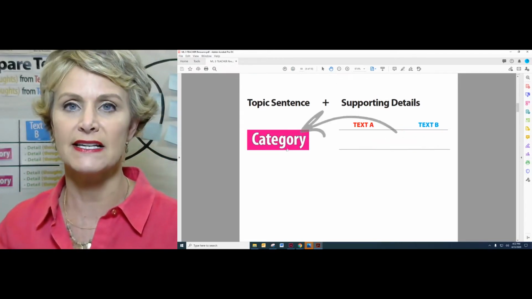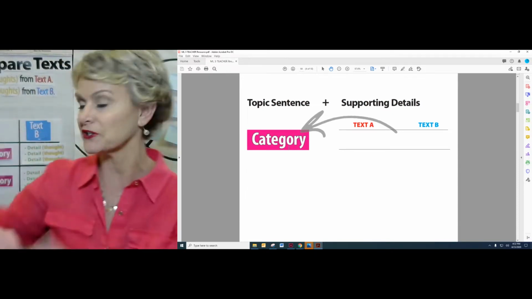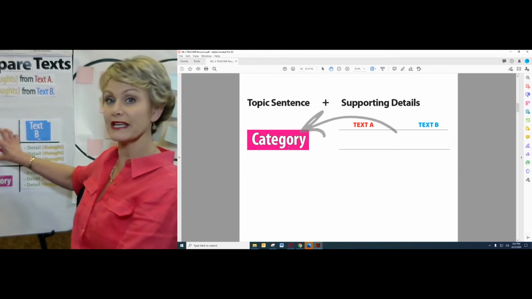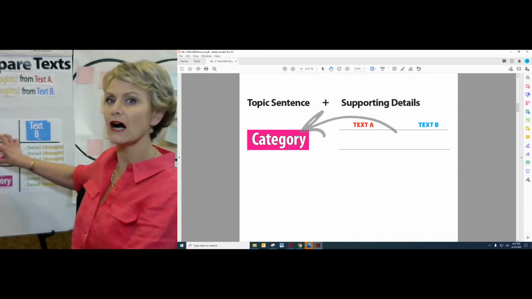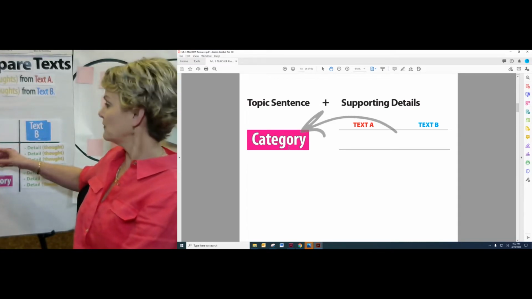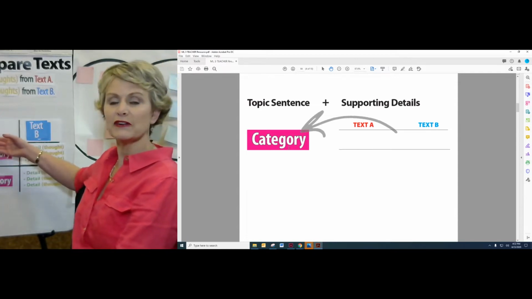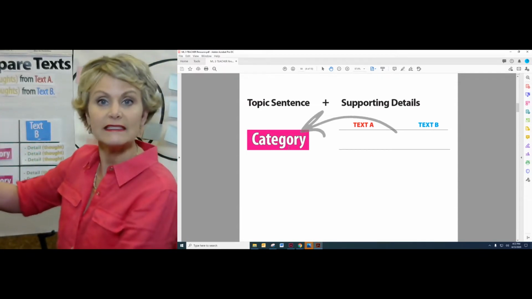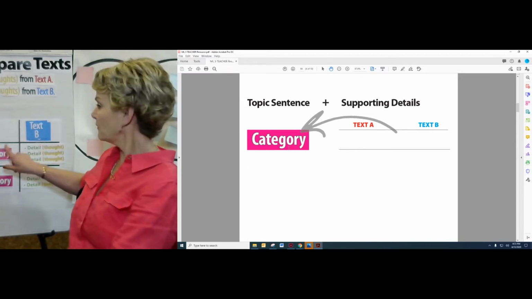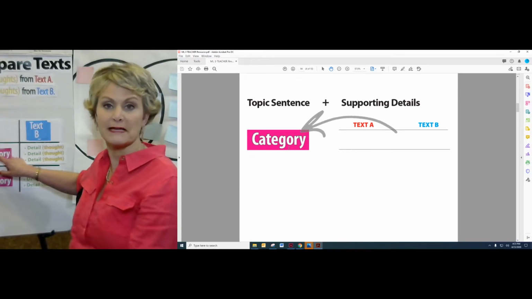It will serve as the topic sentence. In other words, the first sentence of that body paragraph is going to be you introducing what component, what story element you're talking about in this paragraph. So you introduce it. Okay, so if this was main characters, then you might say the main character in Cinderella is Cinderella and Little Red Riding Hood is Little Red. So I introduced the category via the topic sentence.